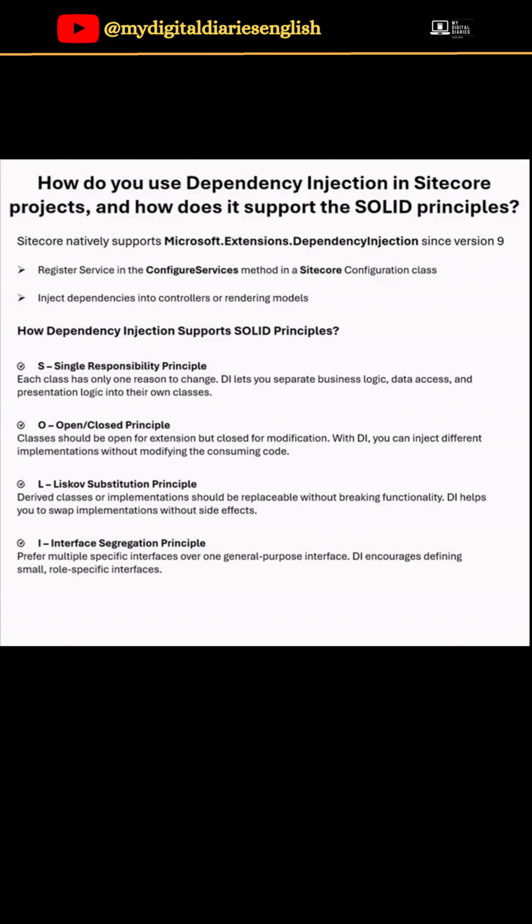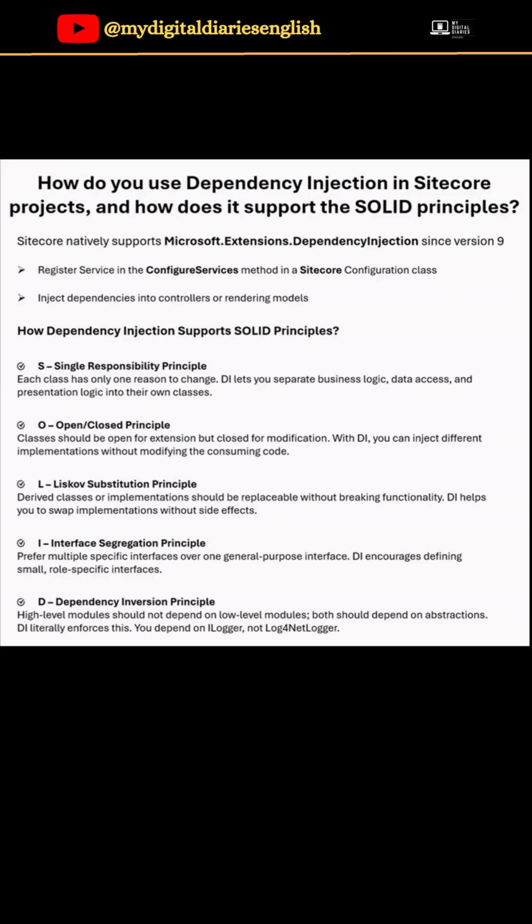Then you have the interface segregation principle. Prefer multiple specific interfaces over one general purpose interface. Even the first thing, the single responsibility principle, says that you need to break down your functionality. A class should do one work. Similarly, with interfaces you can create small interfaces and give them a single responsibility. So DI encourages defining small, role-specific interfaces.